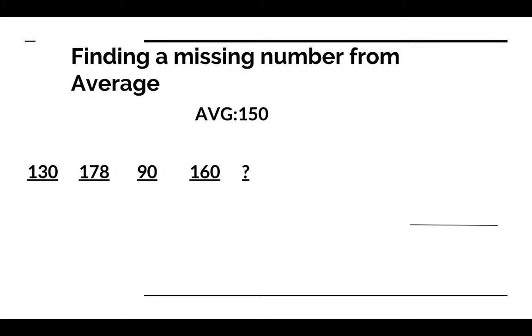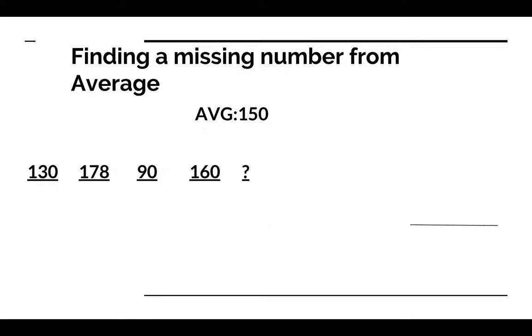Let's make up a random word problem. A random word problem in this situation would be that you need an average of 150, a score of 150, to get on the bowling team. In your first game, you scored 130. On your second game, you scored 178. Your third game, you scored 90. And your fourth game, you scored 160. What would you need to get an average of 150? So what do you need to bowl in that fifth game to get an average of 150?